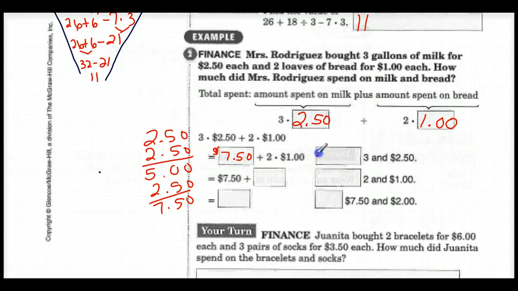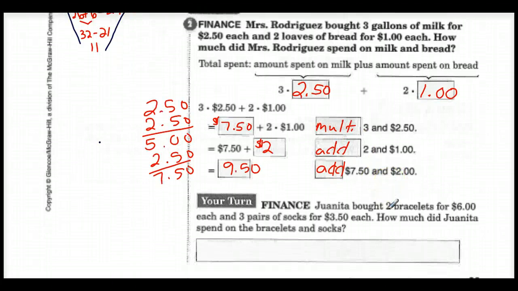Oh, they want us to write our steps. So what do we do? We multiplied 3 and 2.50 to get 7.50. Plus 2 times $1 is just $2. 2 times 1. And then we want to add 7.50 and $2. We again add 7.50 and $2. So our total is Mrs. Rodriguez spent $9.50 on the milk and bread.